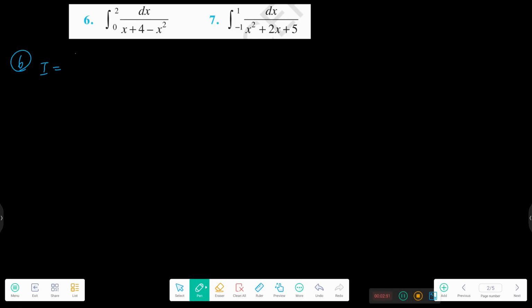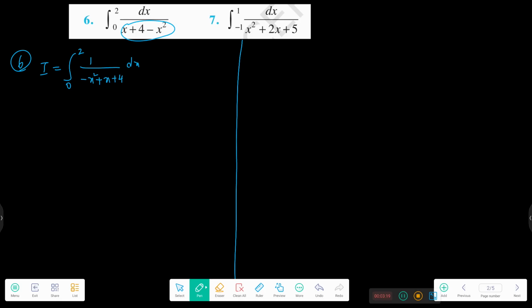Question number 6. I is equal to the integral from 0 to 2 of 1 divided by x plus 4 minus x square. See, this is not in the correct order, so order wise you have to write: minus x square first, then x, then plus 4, degree wise like I have written here. Right. This is a quadratic form. For a quadratic form, what do we usually have to do? Completing the square format you have to use.